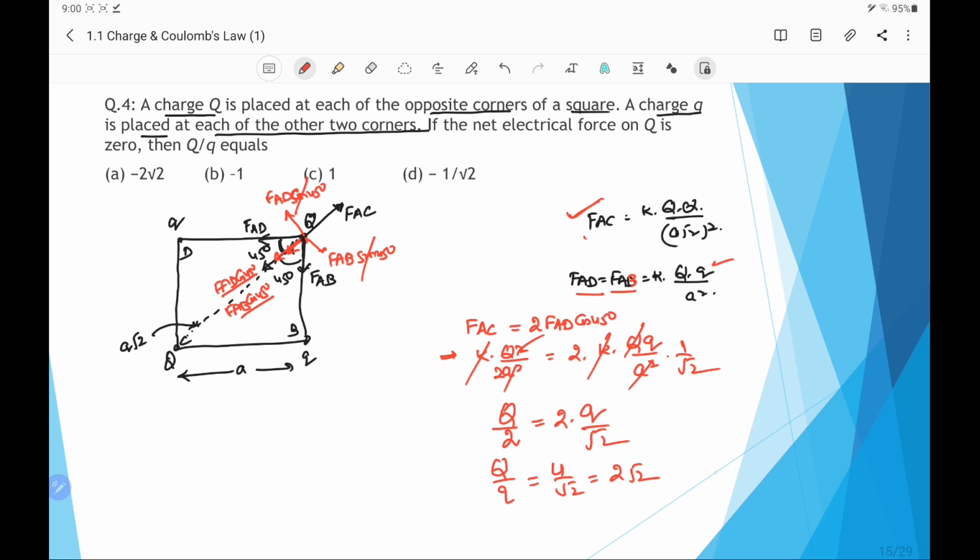This is in terms of magnitude, and also we have said that Q and small q are opposite in nature, therefore finally we can conclude that Q by small q equals minus 2 root 2. Hence, option A is the correct option.